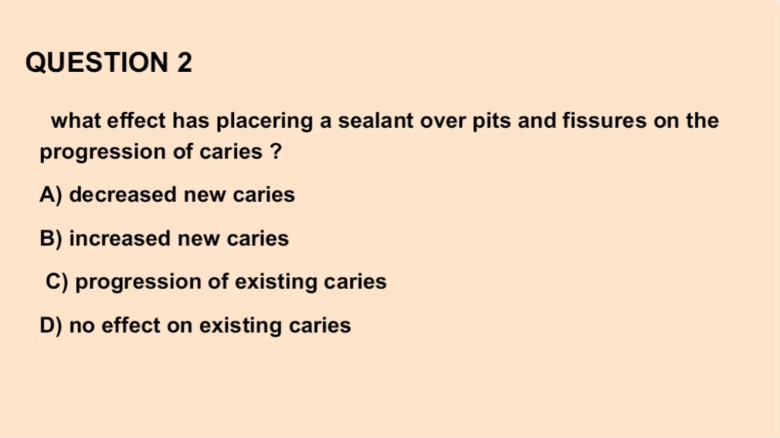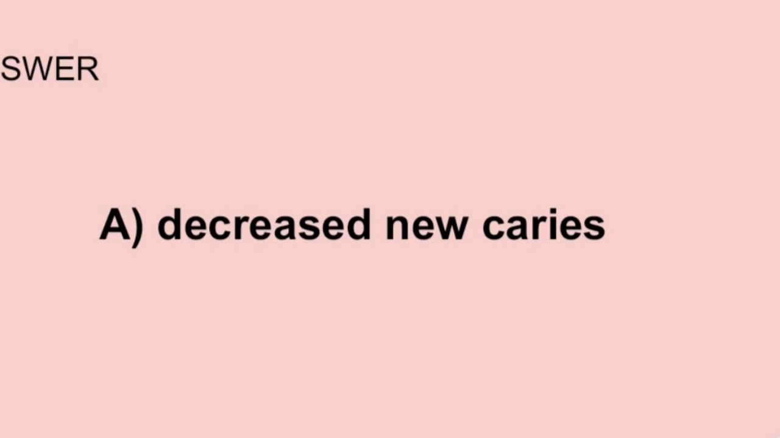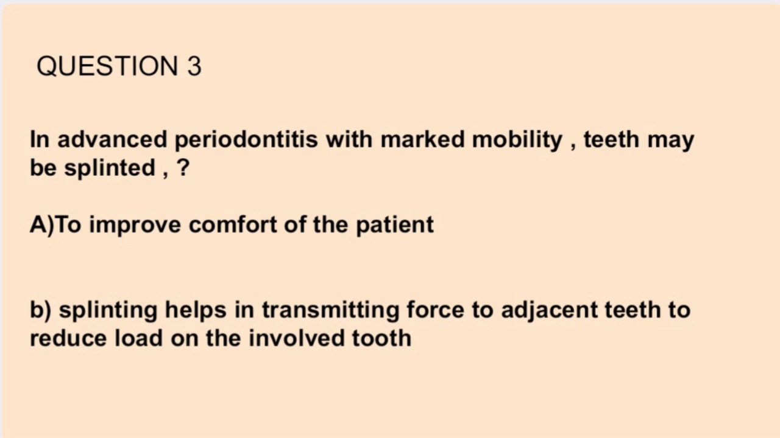Question 2. Which effect has placing a sealant over pits and fissures on the progression of caries? A. Decrease new caries. B. Increase new caries. C. Progression of existing caries. Or D. No effect on existing caries. Now the answer is A. Decrease new caries.